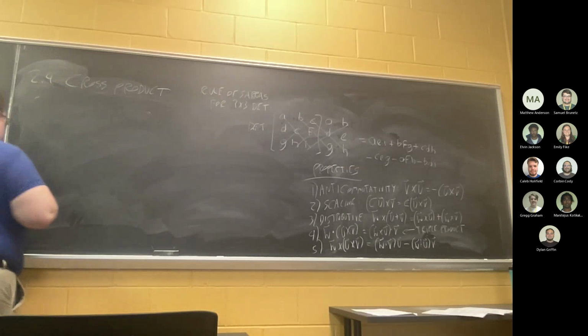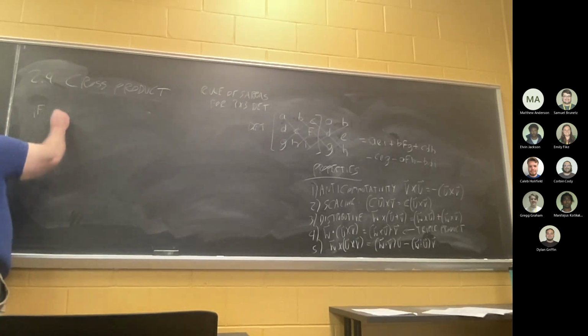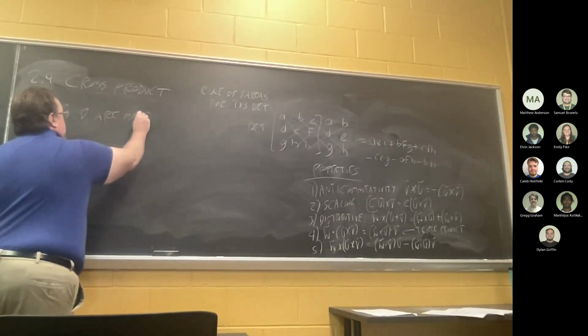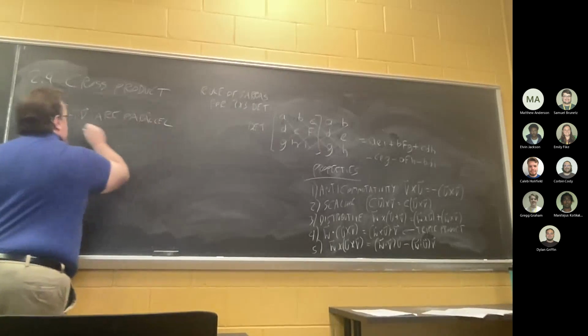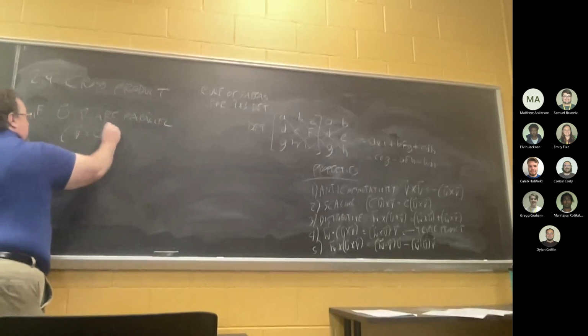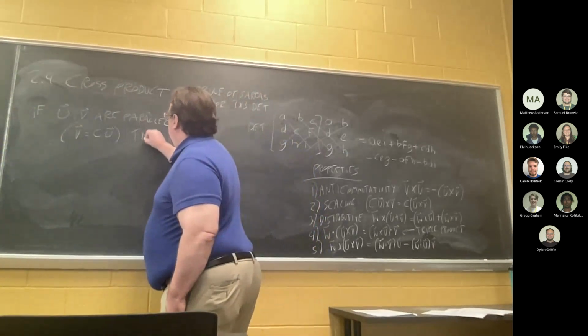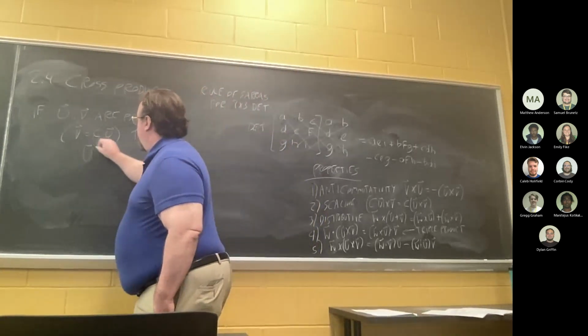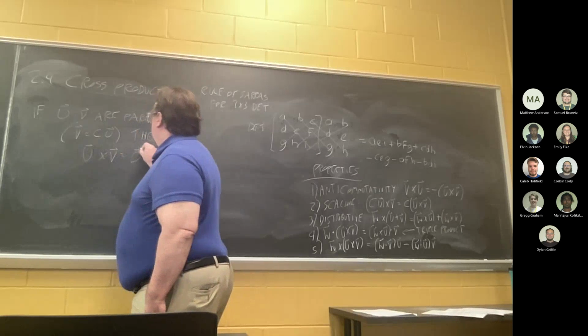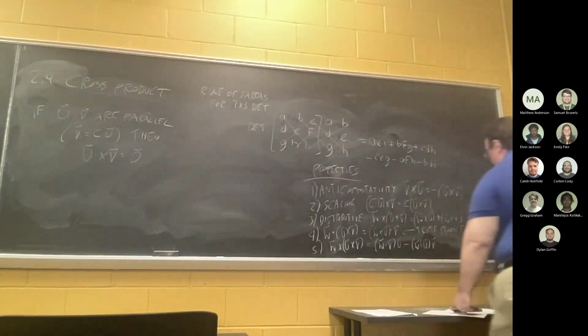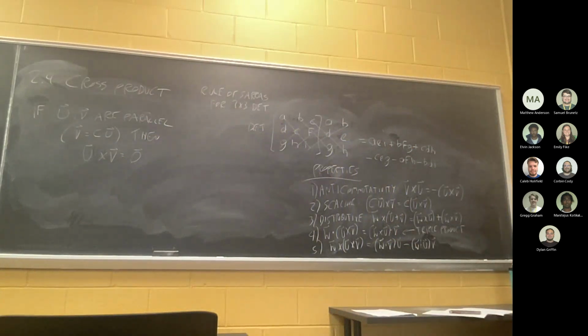And one other particularly notable property is if the vectors U and V are parallel, meaning V is equal to a scalar C times U, then their cross product is the zero vector. And that comes from properties of determinants. In a matrix, if one row is a scalar multiple of another row, the determinant of that matrix is going to be zero.